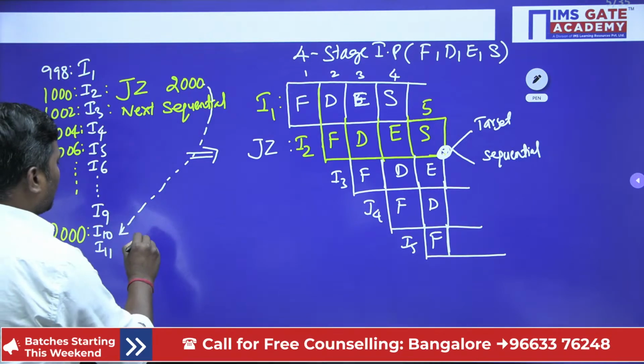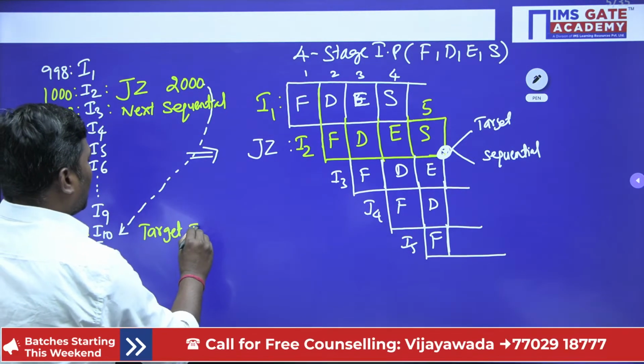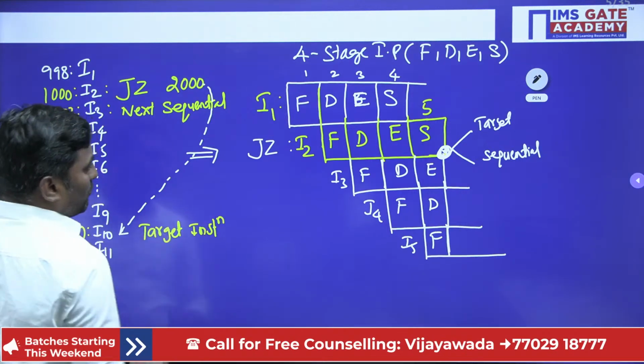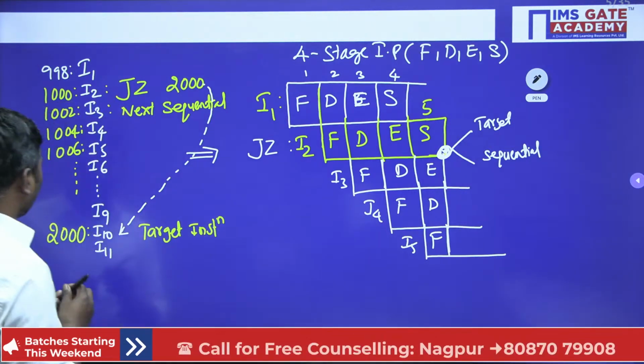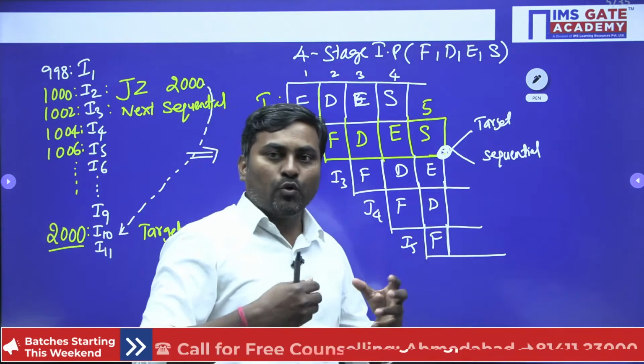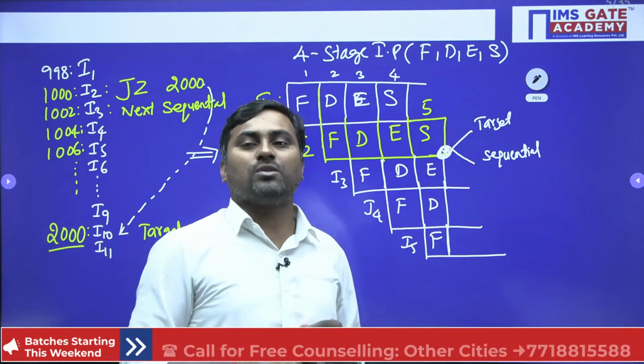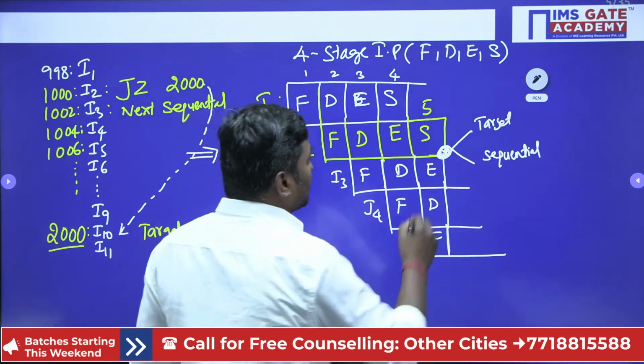So which instruction do you have to run? The target instruction only. So the target instruction needs to be fetched. We got the address of the target instruction. What is the address? We got address 2000. Now the pipeline is saying that the condition came true. Which instruction do you have to fetch next?